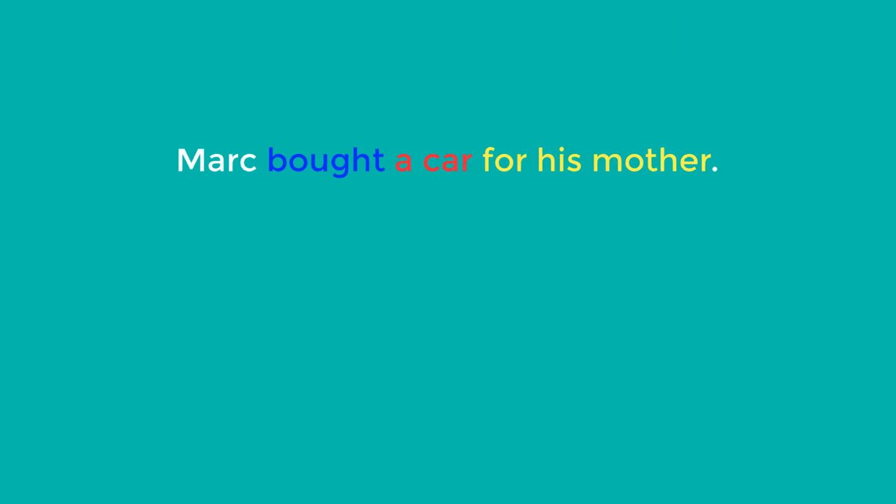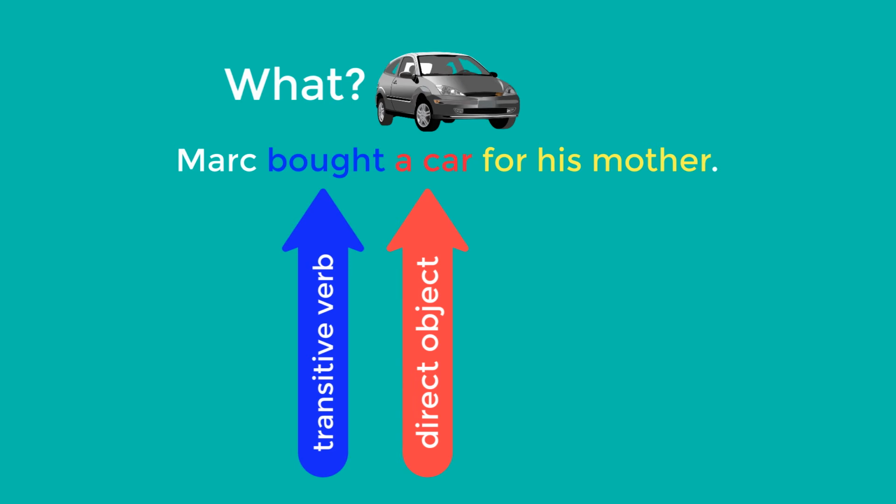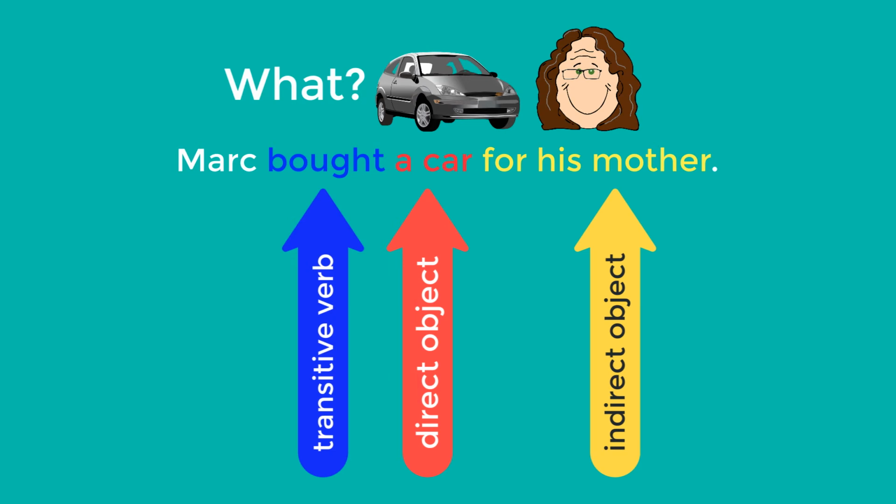Let's look at the next sentence. Mark bought a car for his mother. Again, if we look at the verb and ask what did Mark buy? He bought a car. That is the direct object. For whom or to whom? For his mother. His mother is the indirect object.